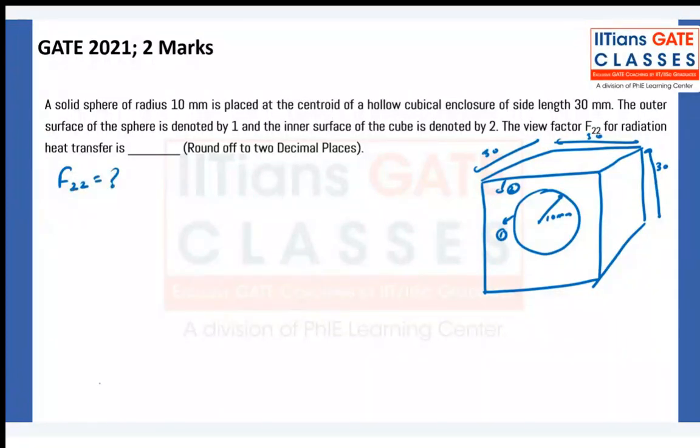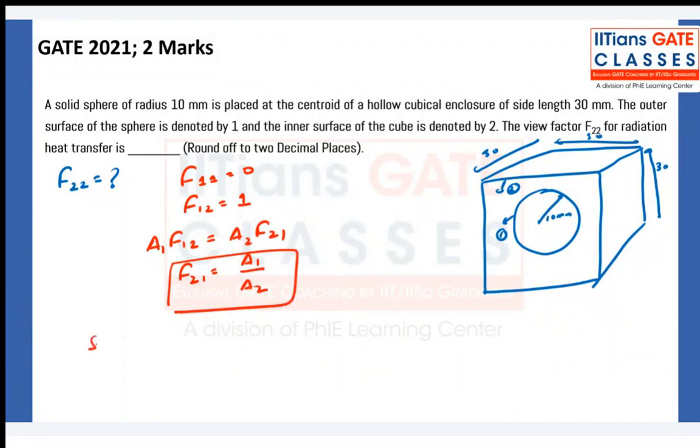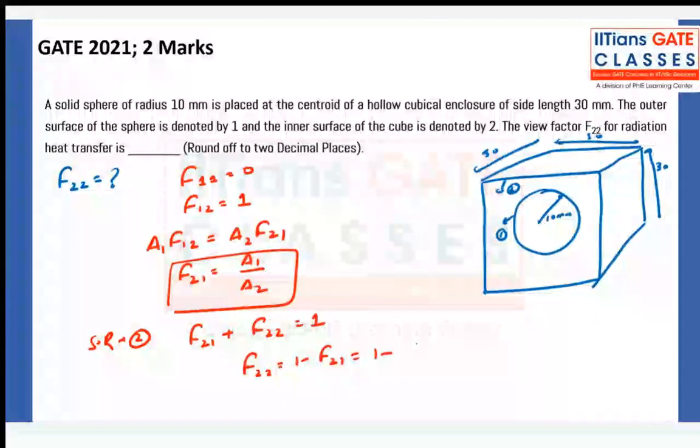Very simple. F11 is equal to 0. F12 is equal to 1. Reciprocity: A1 F12 is equal to A2 F21. So F21 is equal to A1 by A2. Then the summation rule for body 2: F21 plus F22 is equal to 1. F22 is equal to 1 minus F21, which is 1 minus A1 by A2.